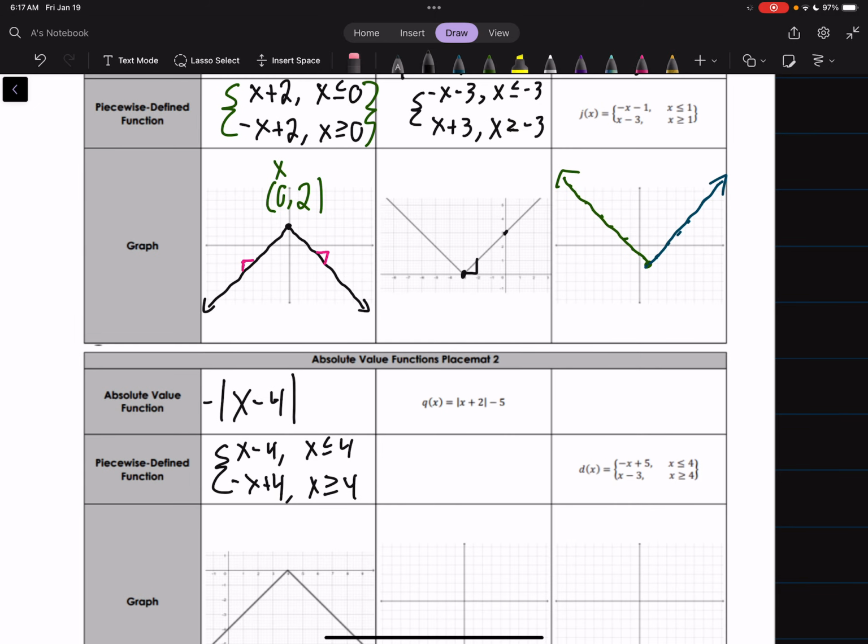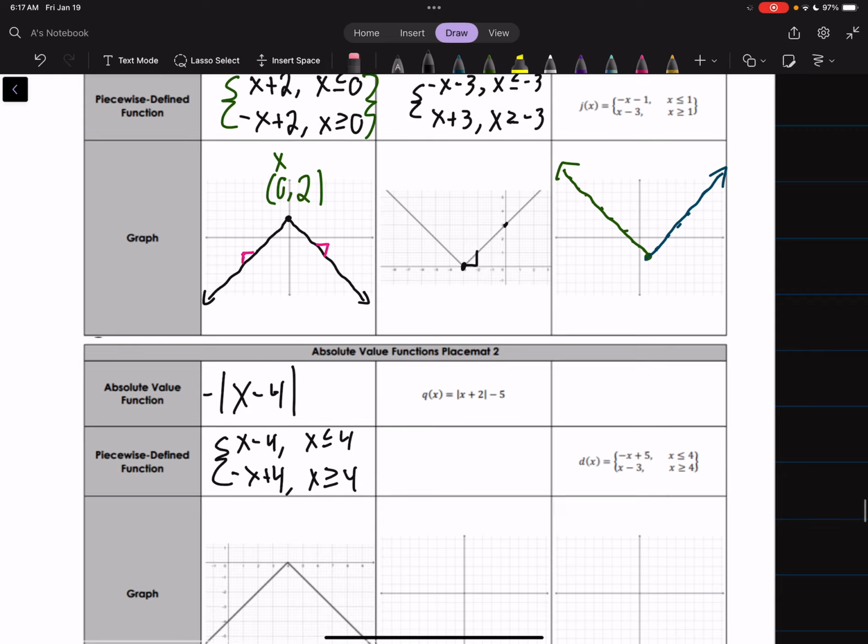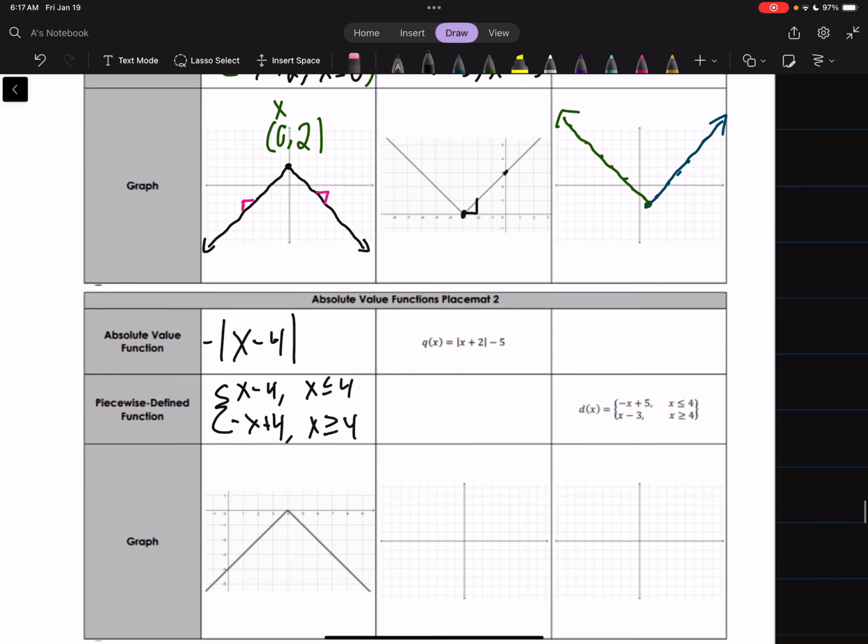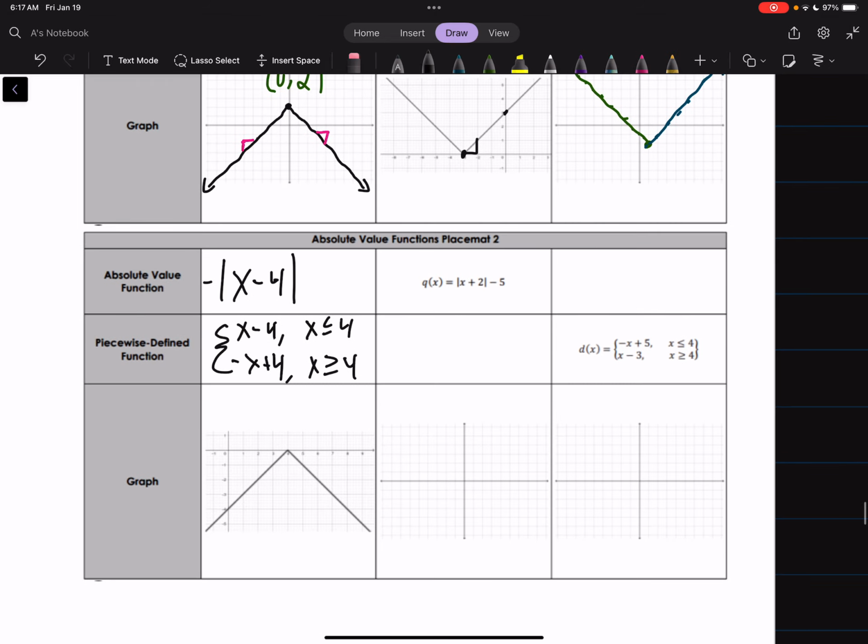Q of x is absolute value of x plus 2, minus 5. We're going to go down negative 5 units. 1, 2, 3, 4, 5. Go left 2 units. There's the vertex of our absolute value function. It's a positive slope.